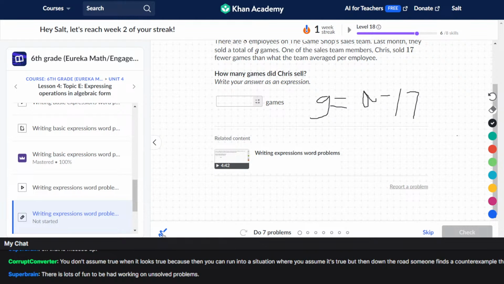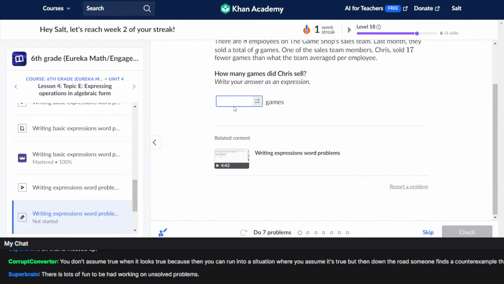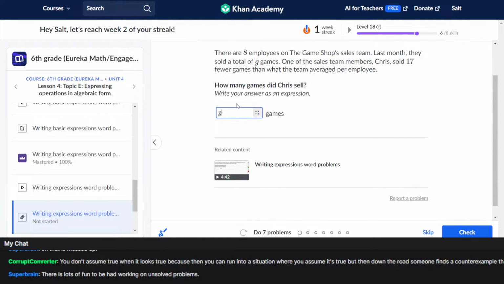Corrupt Converter says you don't assume true when it looks true, because then you can run into a situation where you assume it's true but then down the road someone finds a counterexample that's a million digits long.